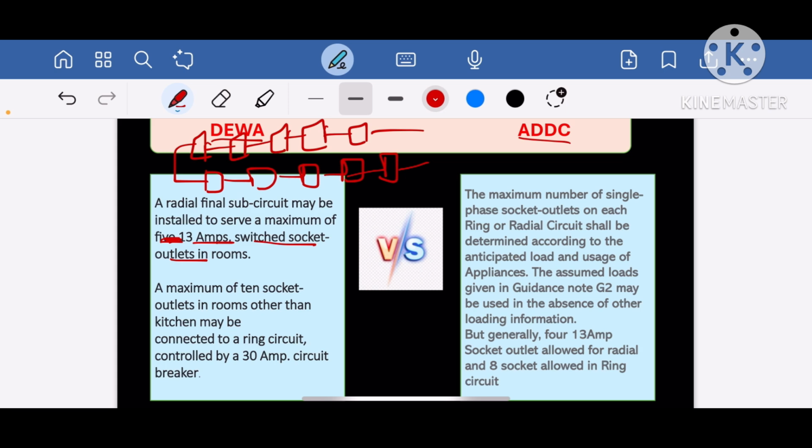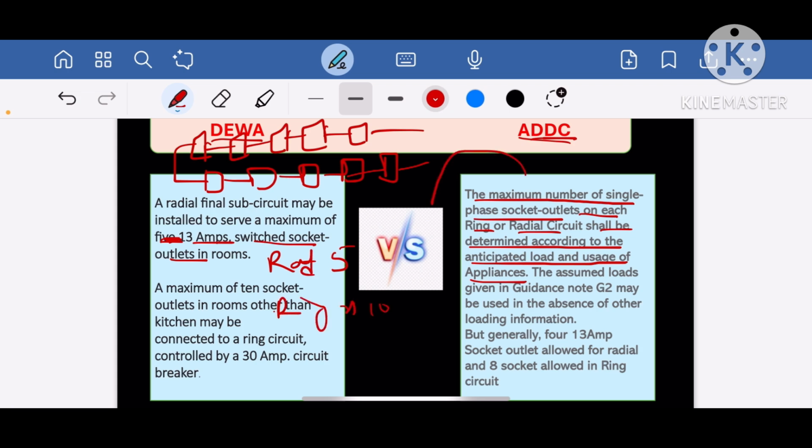As per ADDC regulation, the maximum number of single phase socket outlets on each ring and radial shall be determined according to the anticipated load and uses of the appliances. DEWA clearly says for a radial circuit you can add a maximum of 5 sockets, for a ring circuit a maximum of 10. But the ADDC regulation is not specifying clearly how many sockets you can add in a radial or ring.